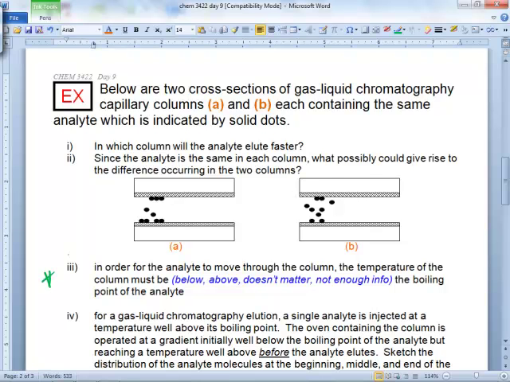3. Anna, in order for the analyte to move through the column, the temperature of the column must be above the boiling point of the analyte? Everybody agree?